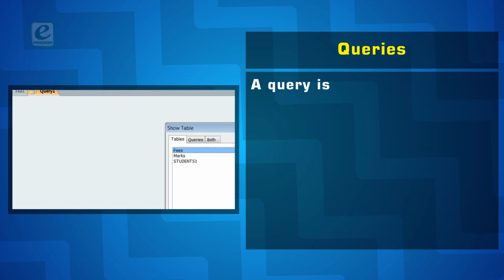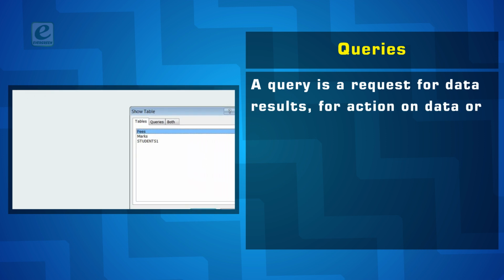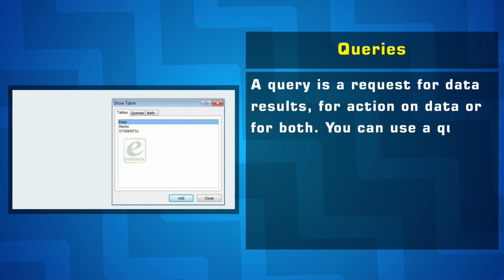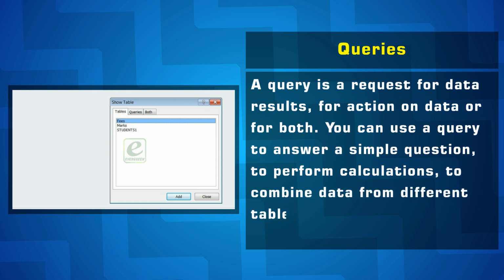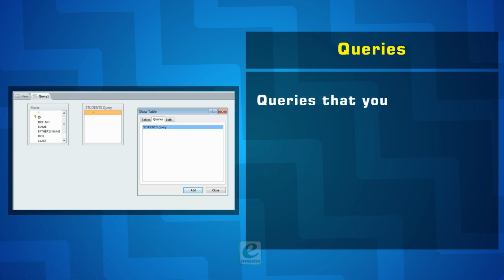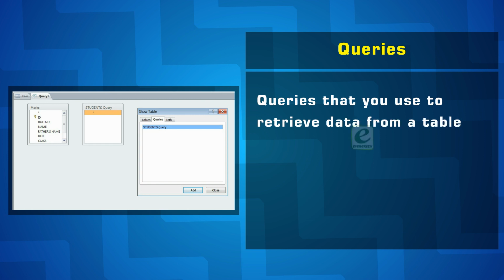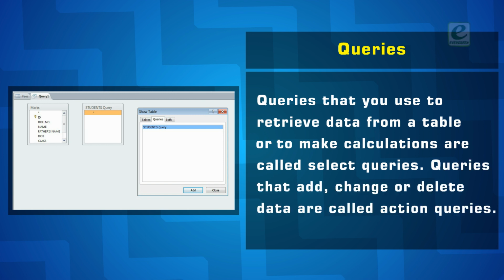Queries. A query is a request for data results, for action on data, or for both. You can use a query to answer a simple question, to perform calculations, to combine data from different tables, or even to add, change, or delete table data. Queries that you use to retrieve data from a table or to make calculations are called select queries. Queries that add, change, or delete data are called action queries.